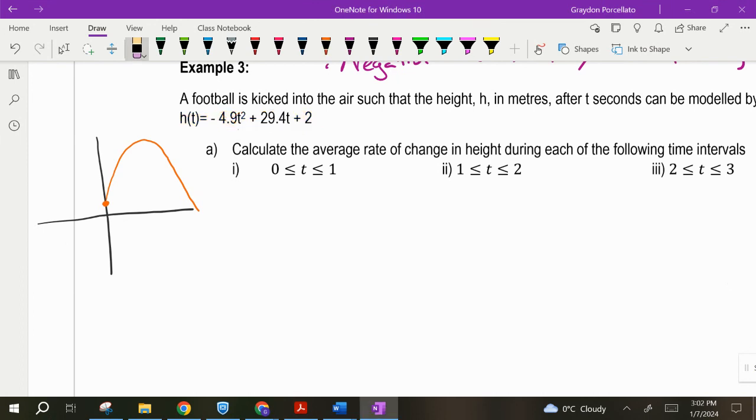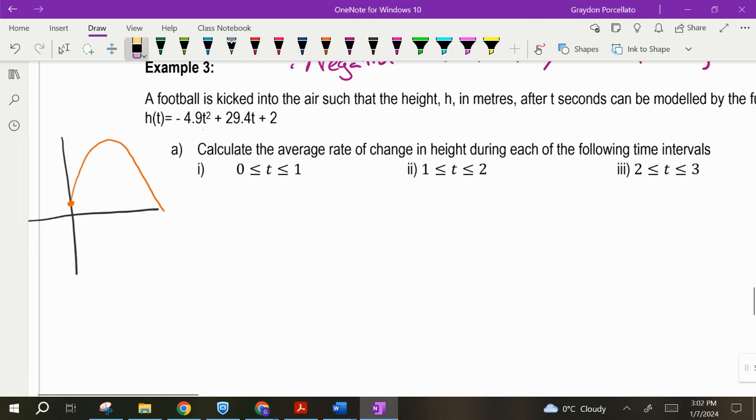So what it wants us to do here is find the slope, or the average rate of change, in height during each of the following intervals. The first interval is between t equal to 0 and 1. So maybe that's between here and here. Basically, we're drawing what's called the secant line between those 2 points, and we're finding the slope of that secant line.